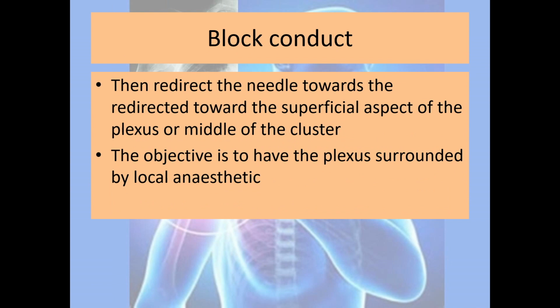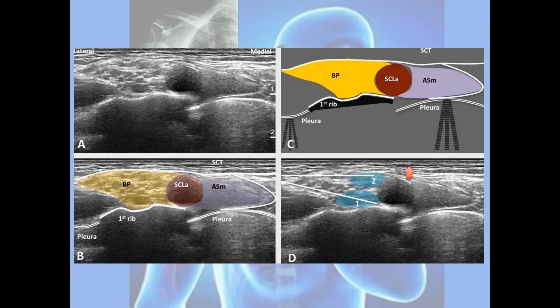After the corner pocket, we usually redirect the needle towards the superficial aspect of the plexus. The whole objective of this is to have the brachial plexus surrounded by local anesthetic. So this is the ultrasound image to illustrate the block. The first injection will be at the corner pocket, and the second injection will be superficial. Notice that you must infiltrate your LA in the sheath that contains the brachial plexus, and the aim is to surround the brachial plexus with local anesthetic.